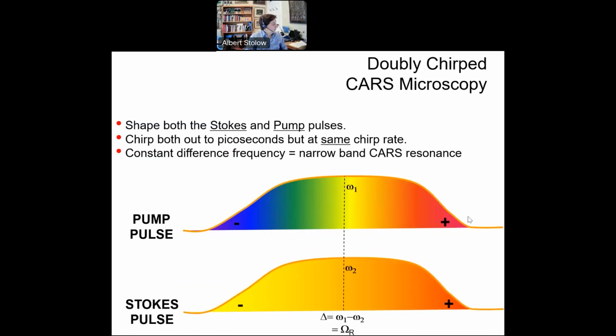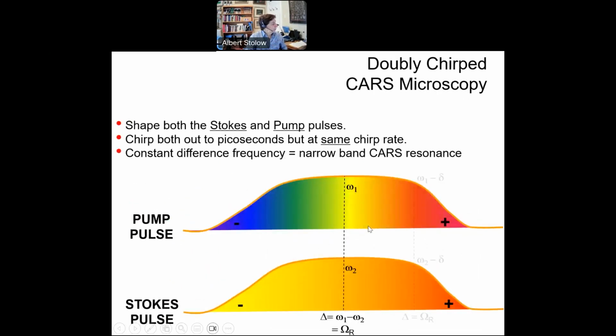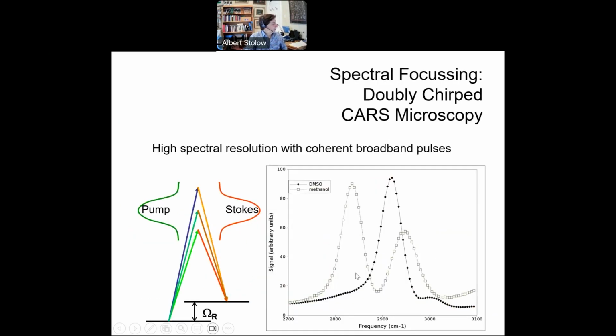Remember what I showed you before? This is when I chirped only one of them, the black lines. When I chirped them both in this way I described, I now have these open squares. You can see that I've really improved the spectral resolution. I can now completely resolve these vibrational modes. And in fact, to prove the point, I'm going to put another molecule here called DMSO. In the black line, you can see that it has a different Raman spectrum. I've not changed the bandwidth of my laser pulses. I've only changed the chirps.